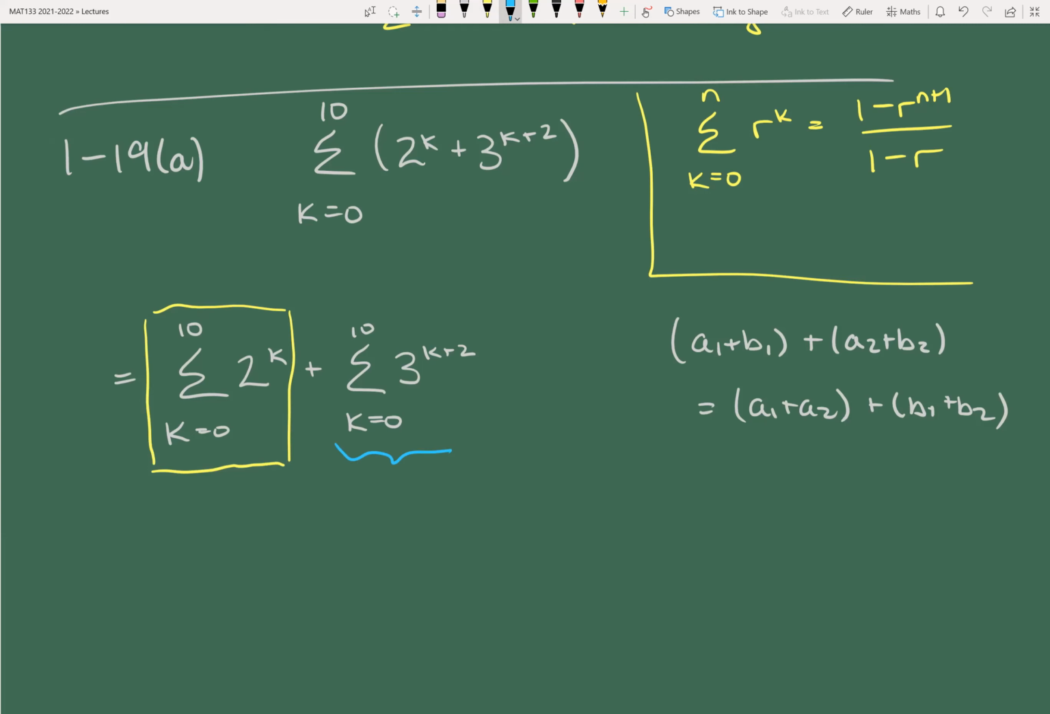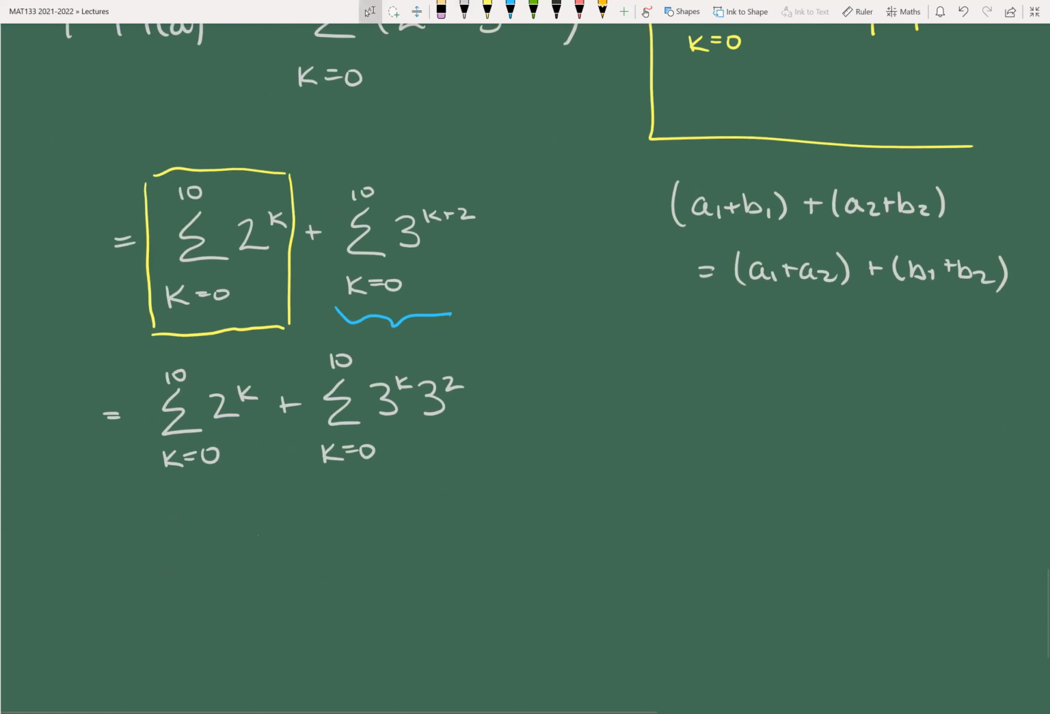Sean said, could we separate it out by using the exponent rules and factoring out the 3 squared? Absolutely. That's exactly what we want to do. Perfect. So what we're going to do is write 3 to the k plus 2 as 3 to the k times 3 squared. Those are the exponent rules. And now this term right here doesn't have any k's in it, so it can actually be factored to the outside: 3 squared times the sum from k equals 0 to 10 of 3 to the k, and then I can take it out like that.